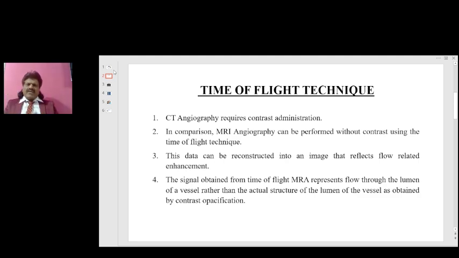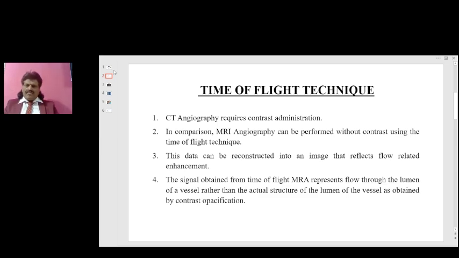That is the major advantage of the time of flight technique, wherein we get to know about the vessels, the flow in the vessels, where there is obstruction or not, without even using contrast. By just following the flow of the blood, we can find out whether there is stenosis, whether there is occlusion, without using contrast. So this is the major advantage of this sequence, which we use in MRI, known as time of flight technique. So it can visualize the vessels without using contrast on this MRI sequence.